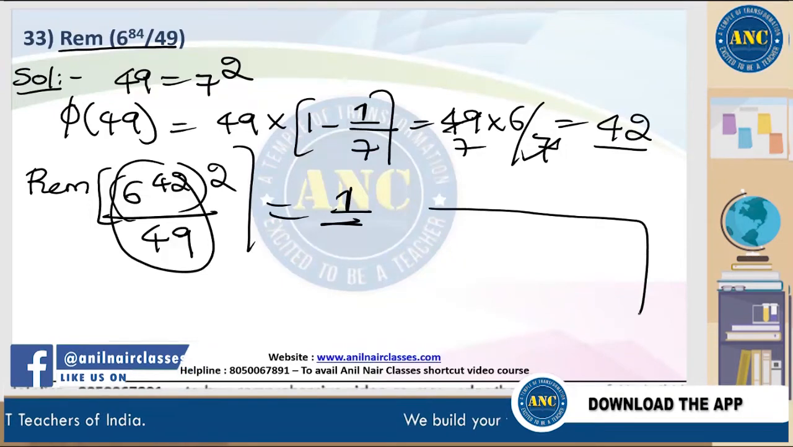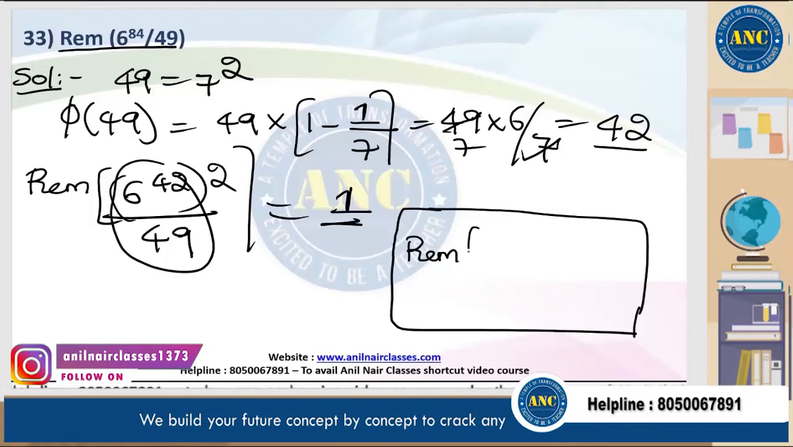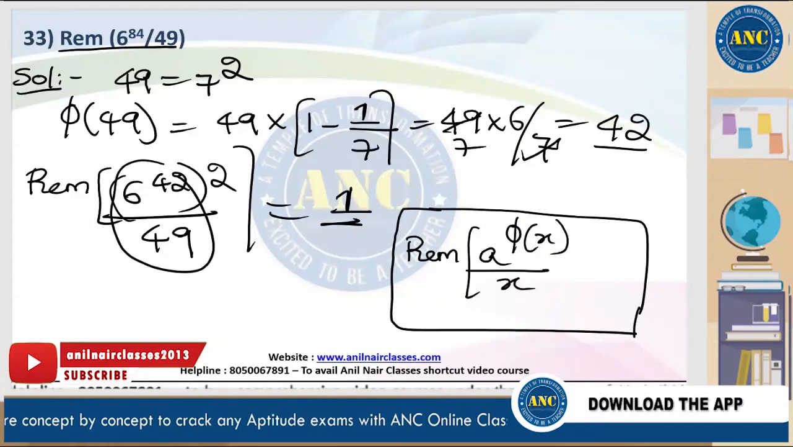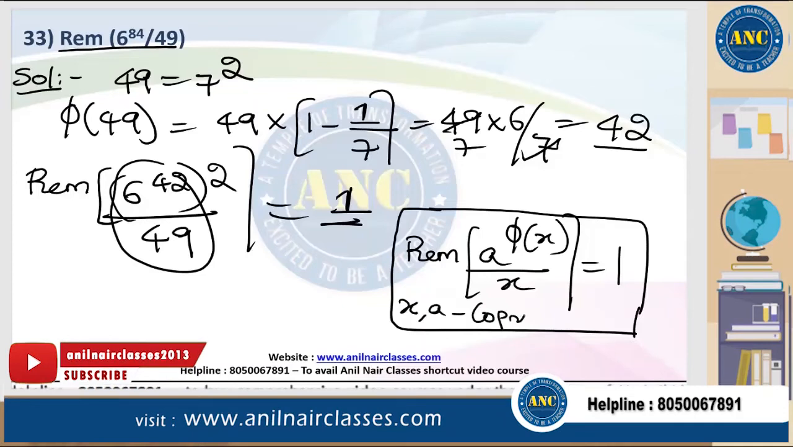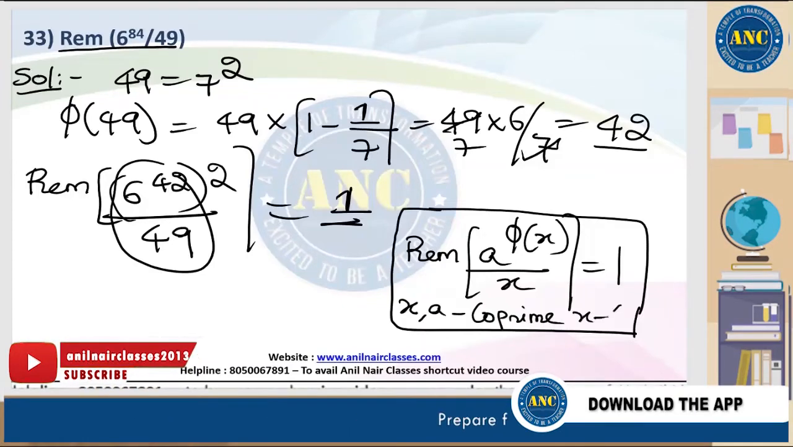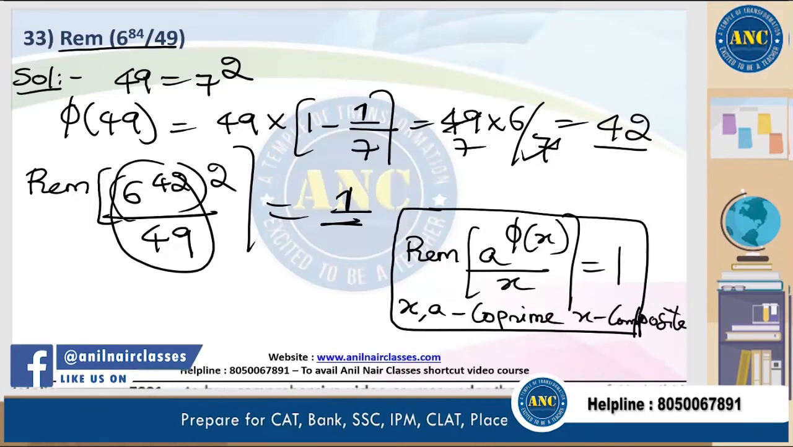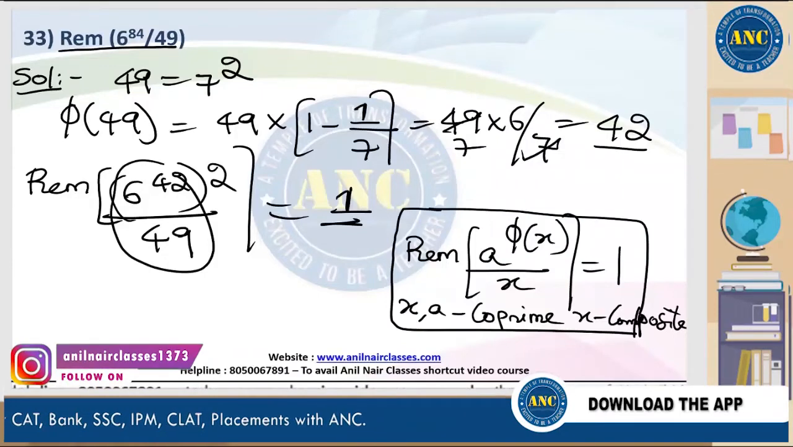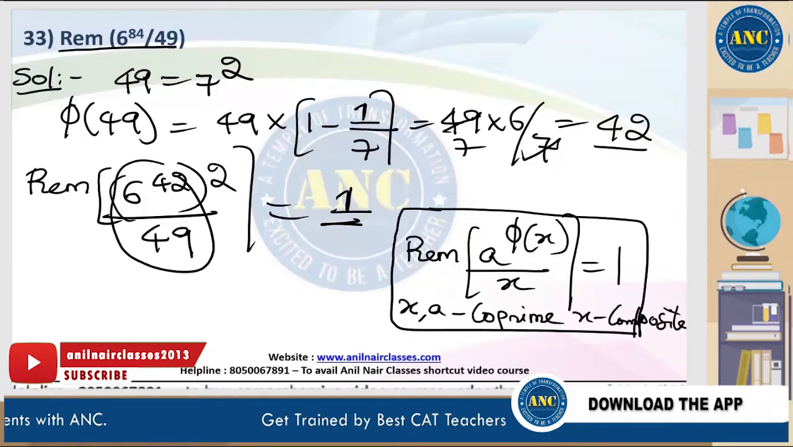All the problems we are discussing use this concept. What is the concept? Remember, a power phi of x by x is 1 when x and a are co-prime and x is a composite number. I hope the idea is clear. These all are based on Euler's theorem, right?